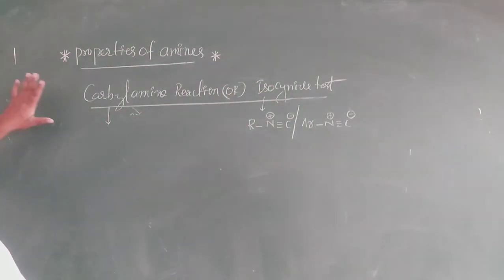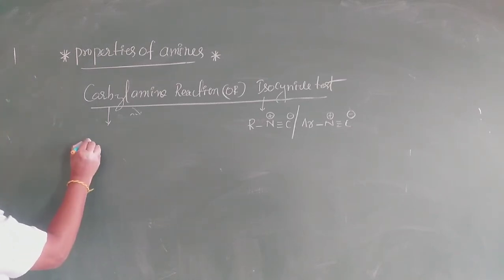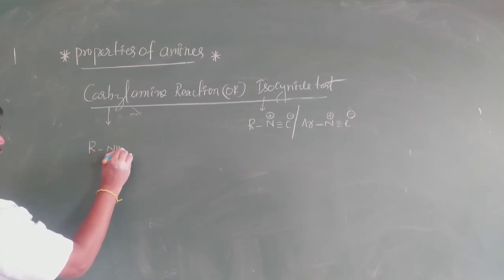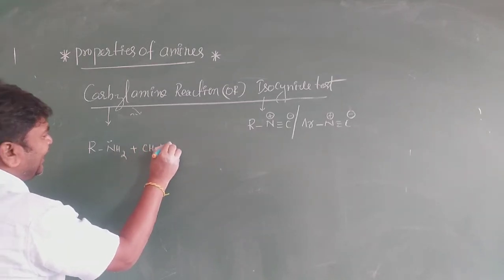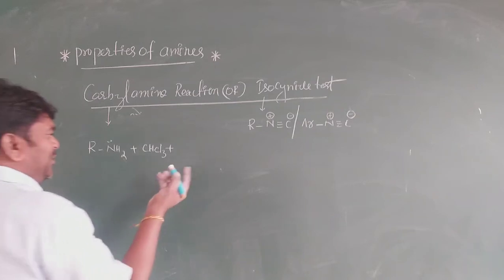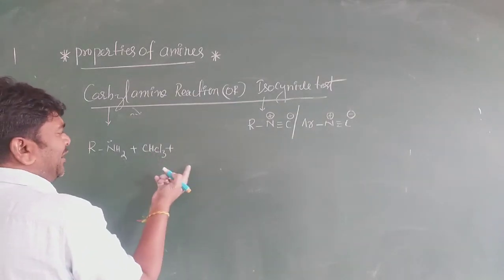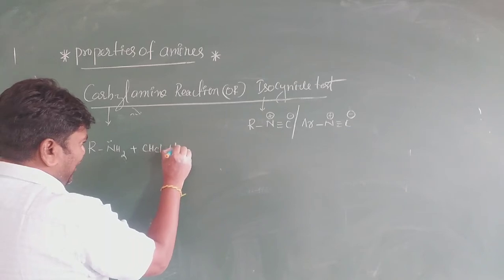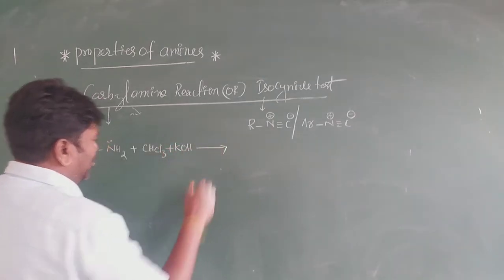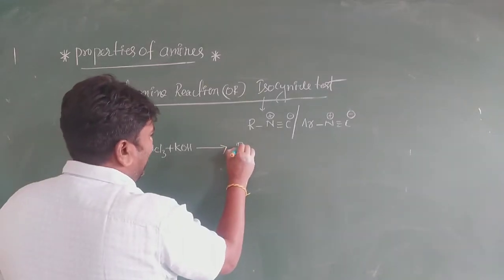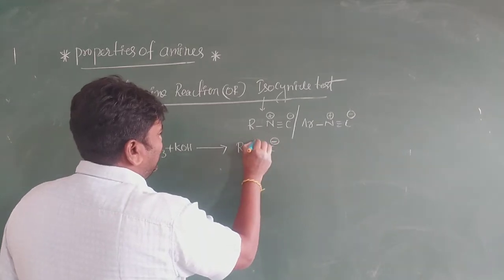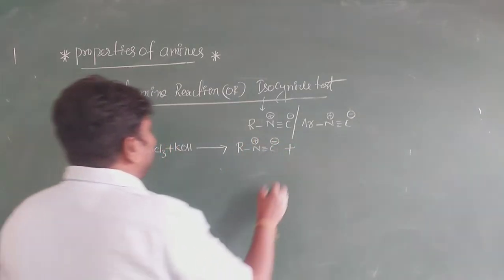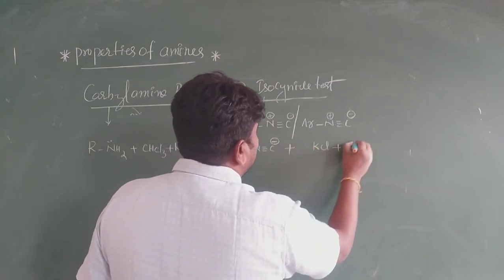Next, it is used for the confirmation of the chloroform test. Very important. RNH2 reacts with chloroform, CHCl3, in presence of a base, maybe KOH or NaOH. Suppose you take KOH, a strong base. It gives rise to the product R N triple bond C, with a minus and a plus charge. KCl is formed, plus H2O.